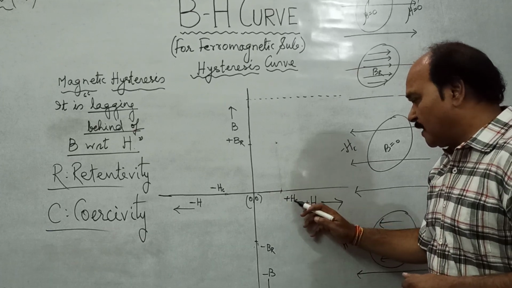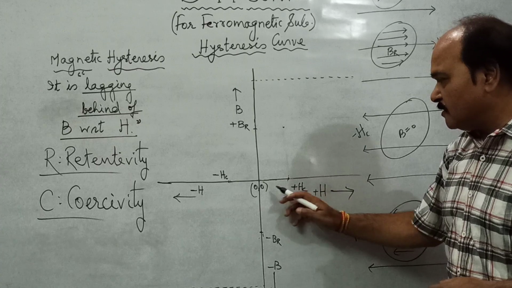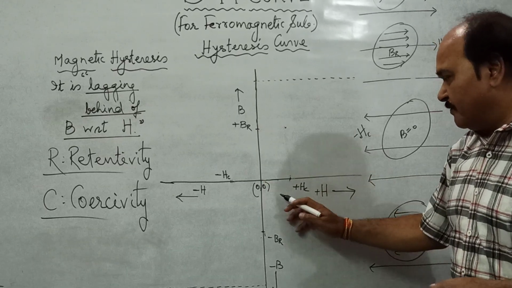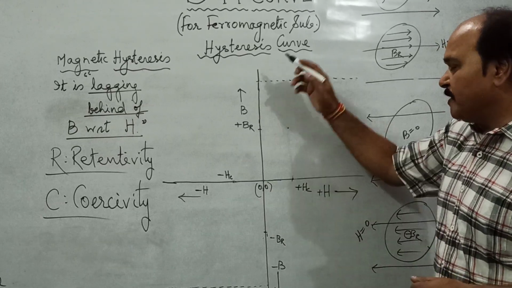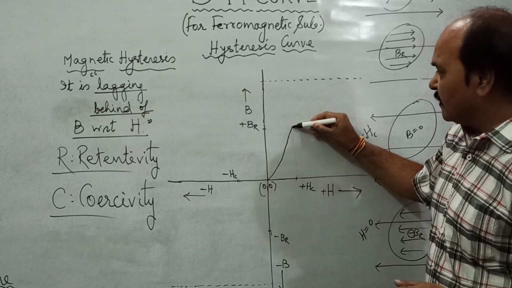This is the magnetizing field in one direction, this is the magnetic field in one direction. When H is 0, B is 0. When we increase the value of H, the value of B increases, and the graph is a graph like this.